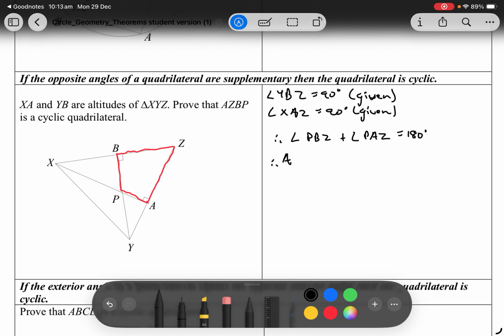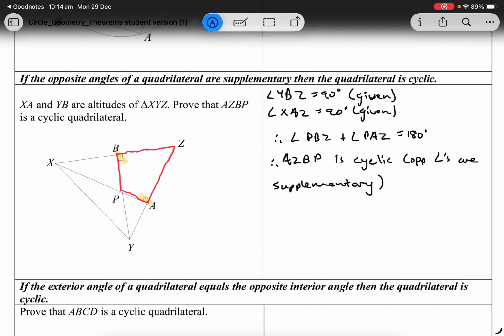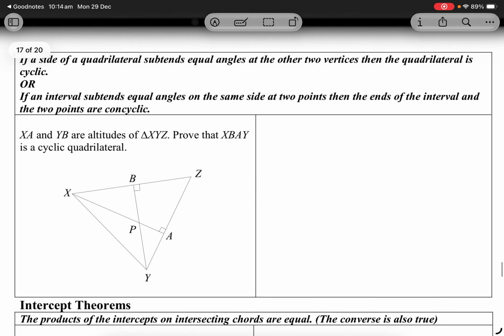Now, since those opposite angles in a quadrilateral add up to 180, we can say that the quadrilateral AZBP is cyclic because the opposite angles are supplementary. And the other two, it goes without saying, this one and this one, are supplementary also because they add up to 180 degrees.